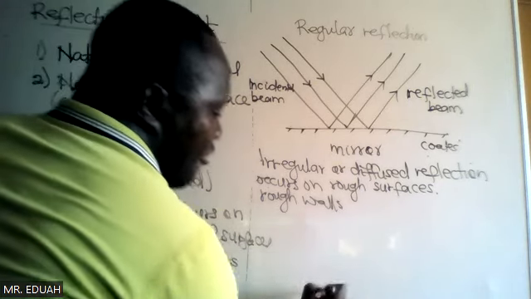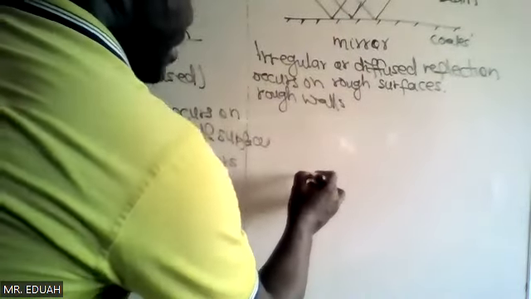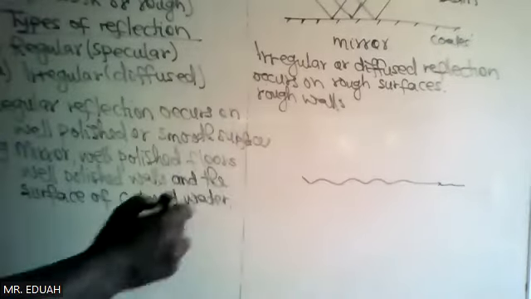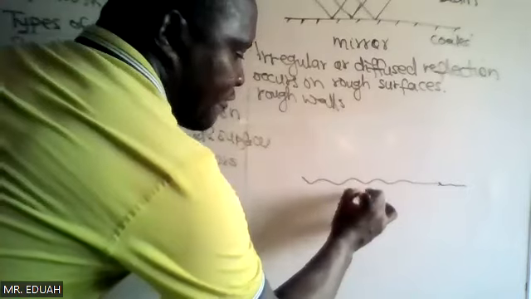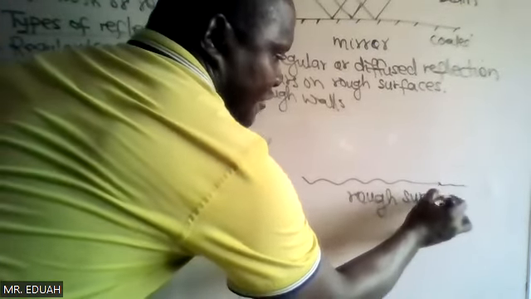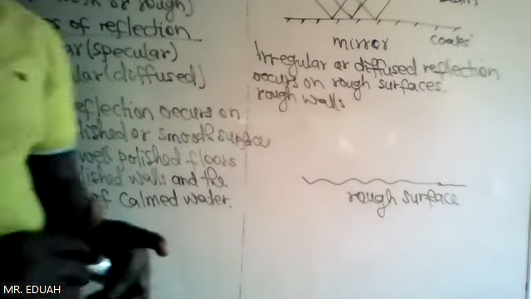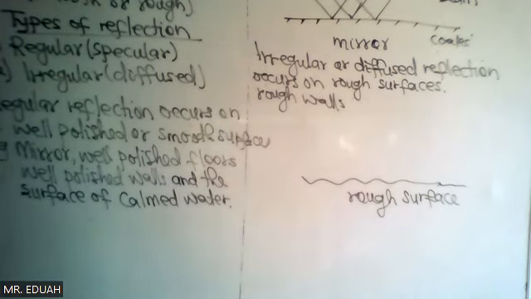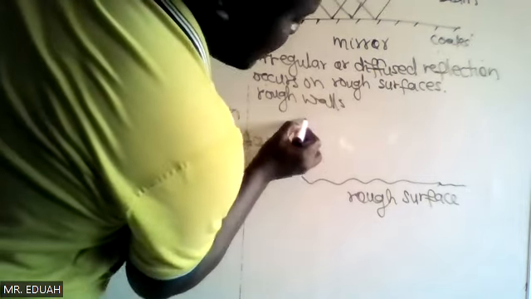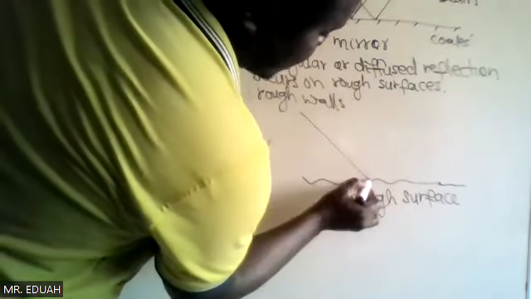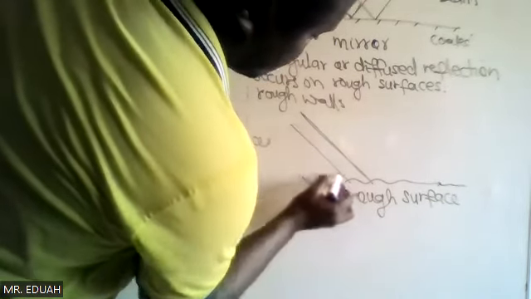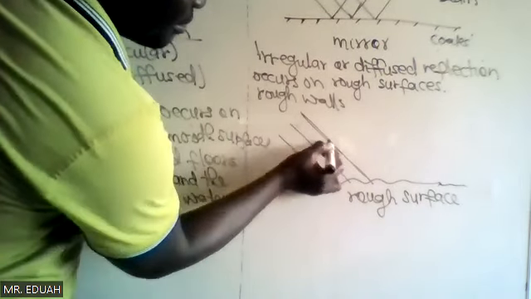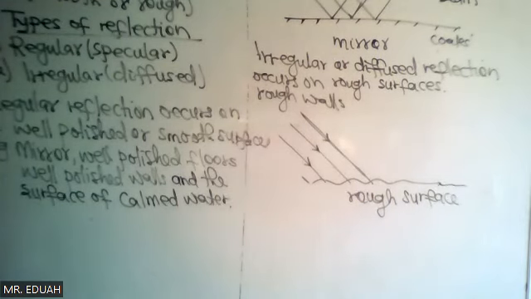Now, a rough surface is represented as something like this. This indicates that the surface is not smooth or regular, it's rough. Any rough surface. So that symbol represents the roughness of the surface. Here we expect incident light rays to hit the surface in that orderly manner.